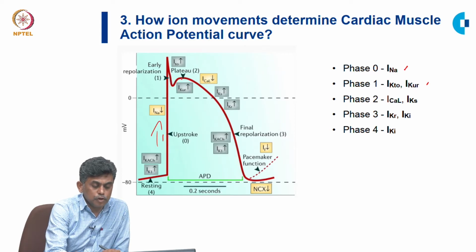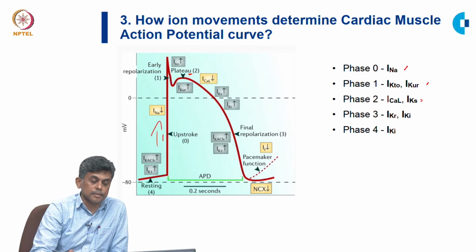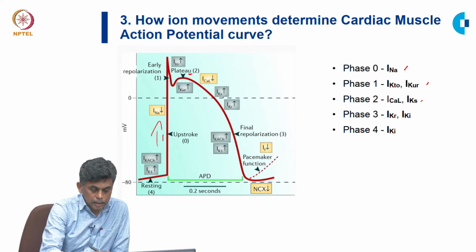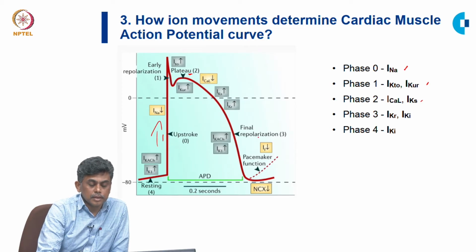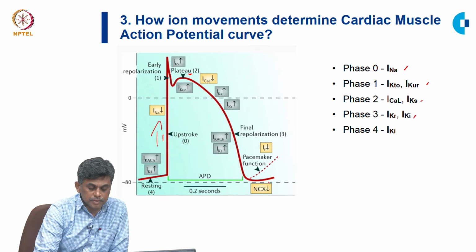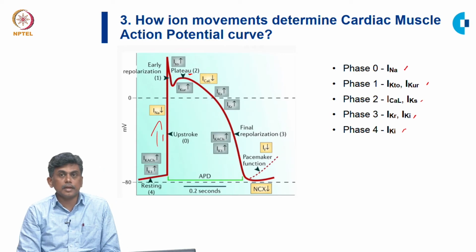Then there is a plateau phase wherein it is maintained at around 0 for a long period. This is called phase 2, plateau. This phase is because of the L-type calcium channel, and also some effect by the slow potassium channel. Then there is phase 3, which is the late repolarization, that is the final repolarization. This phase 3 is because of the rapid potassium channel as well as the inward rectifier potassium channel. So, 2 channels play a role here, and then the 4th phase, which is the maintenance of the resting membrane potential, is because of the inward rectifier potassium channel.